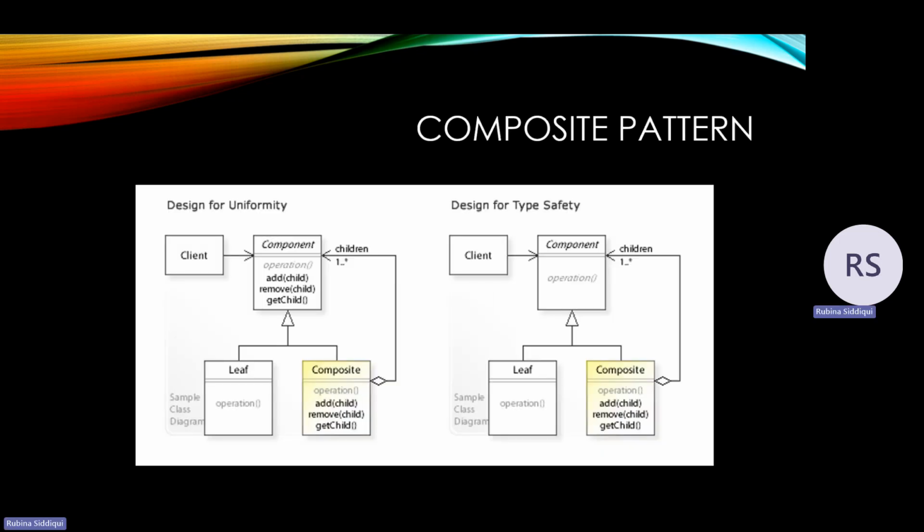So for the composite pattern, here's an example. It looks kind of complicated. You've got design for uniformity, and the client goes into it, and you have children on the side. And then you have design for type safety, same thing, client, child, and components. And this is how they look. So the composite pattern allows you to compose objects into tree structures to represent part-whole hierarchies. It lets clients treat individual objects and composites uniformly. So that's why you can add and subtract pretty easily in the composite section.